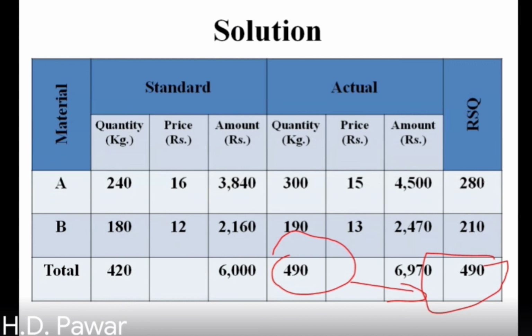Then after, in the proportion of 240 and 180, what is the proportion? 240 and 180 is 24:18. Okay, divided by 6, it is 4:3. Distribute in 4:3. If we distribute 490 in 4:3, it is 280 and 210. It is correct. Understood?